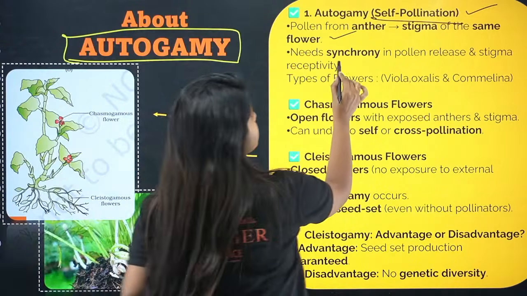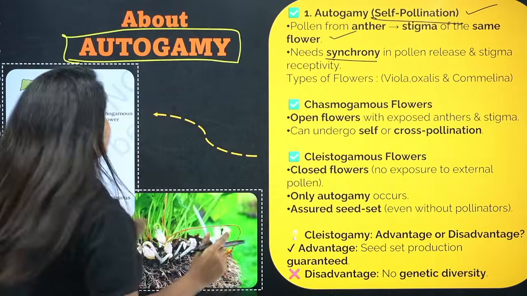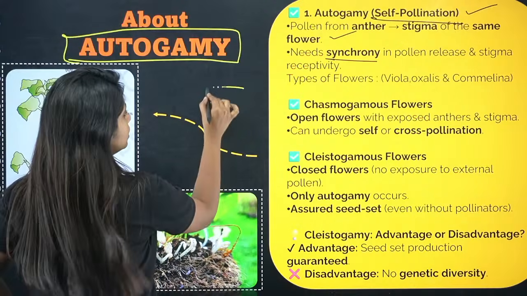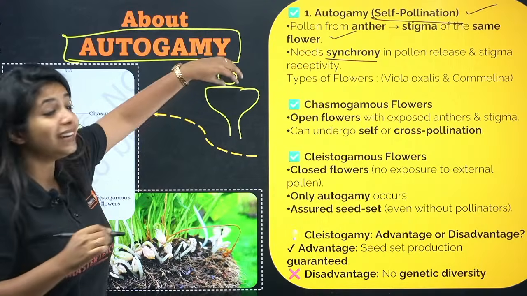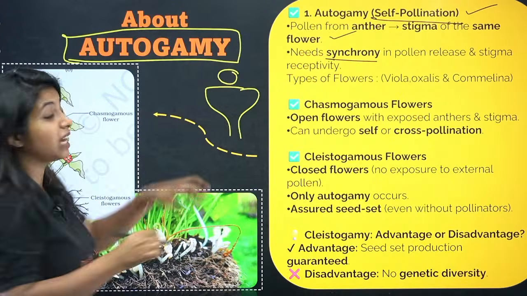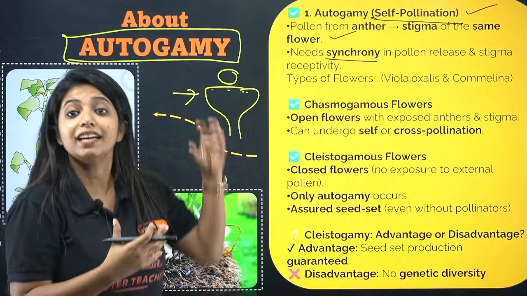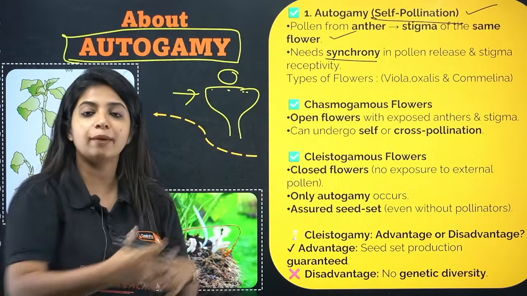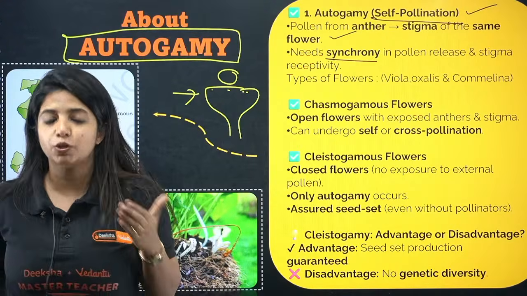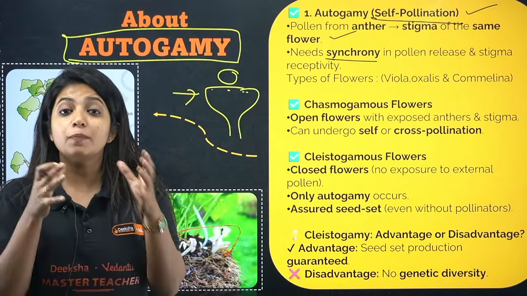The first one is synchrony in pollen release and stigma receptivity. What do you mean by that? It means that the pollen has to be released or has to reach at the same time when the stigma is receptive. Receptive means ready to take this up, ready to allow the pollen to germinate as well. That is what you mean by stigma receptivity. So there should be synchrony.